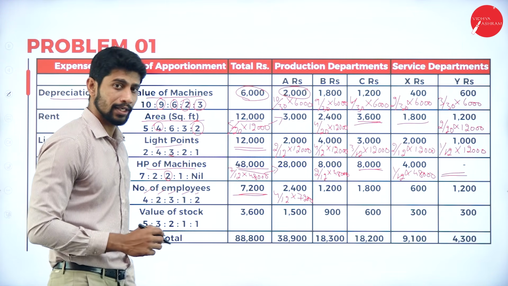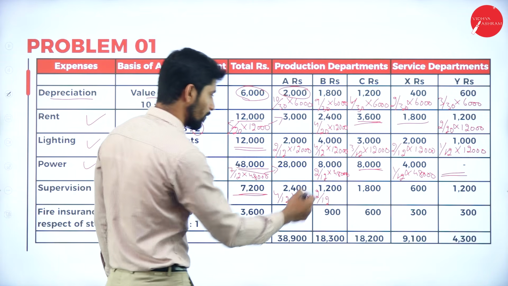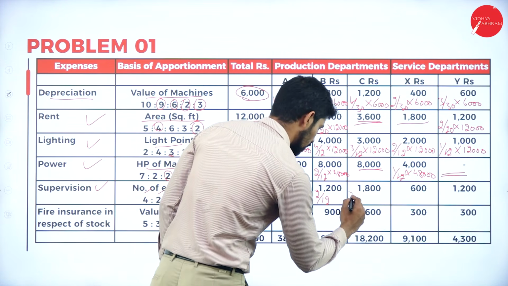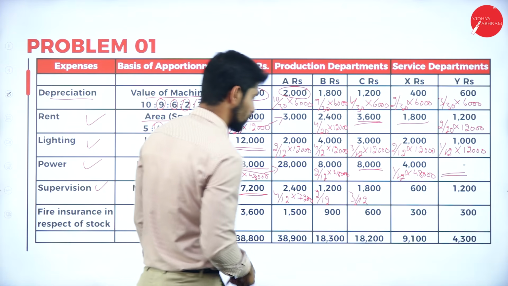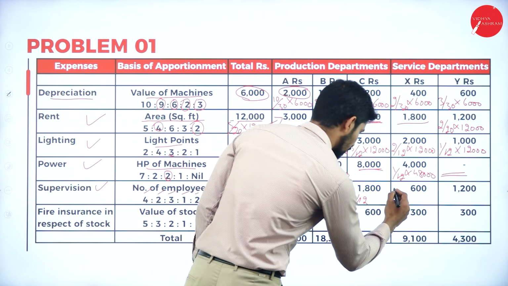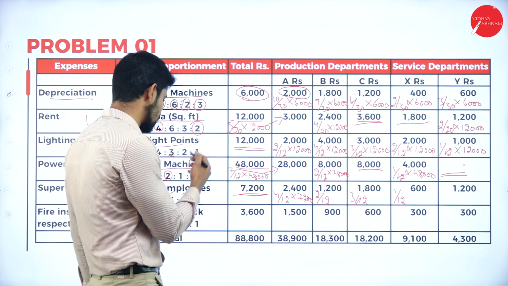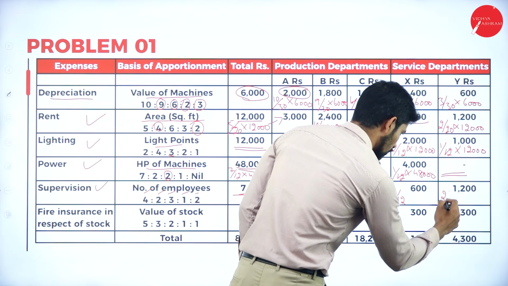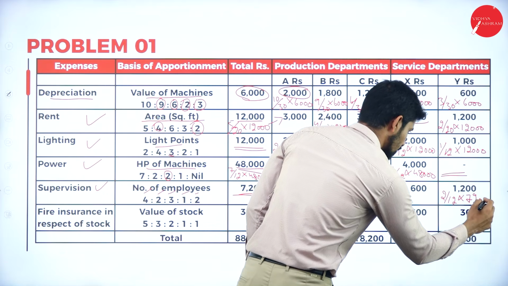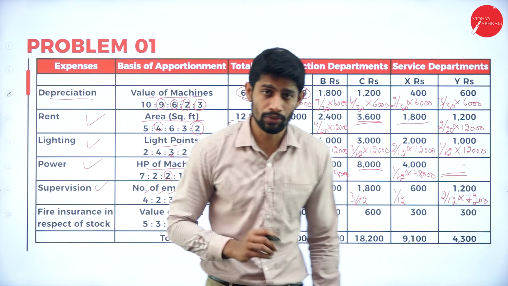So 2,400. Next, 2 divided by 12 into 7,200, you will get 1,200. Next to 3. So 3 divided by 12 into 7,200, you will get 1,800. Next, 1 divided by 12. How much will you get? 600. Next, 2. So 2 divided by 12 into 7,200. How much will you get? 1,200. Finished. Next, fire insurance with respect to stock.